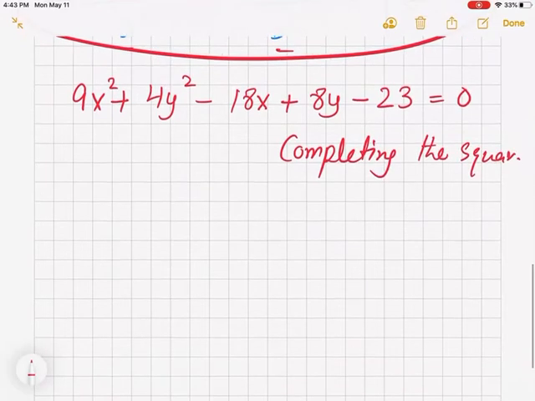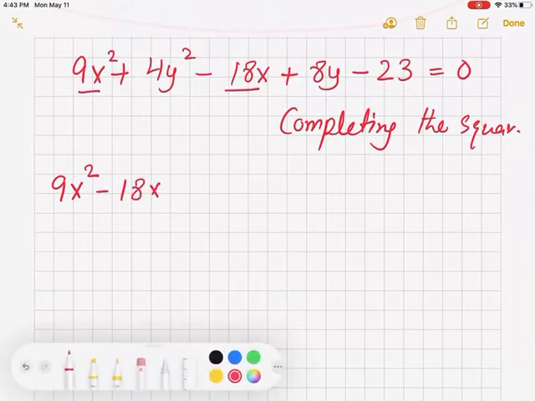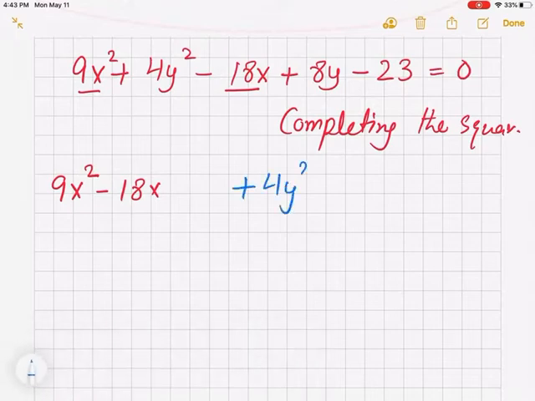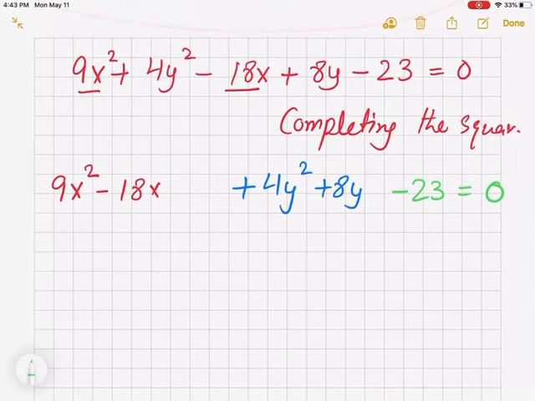First step, you need to group x's and y's. So I would group x's first. So 9x squared and minus 18x. I'm just going to group these. Okay, do we have any y terms? I have 4y squared and 8y. And there's 23. So basically, if you look closely, this equation has 3 different parts: a constant, y's, and x's.